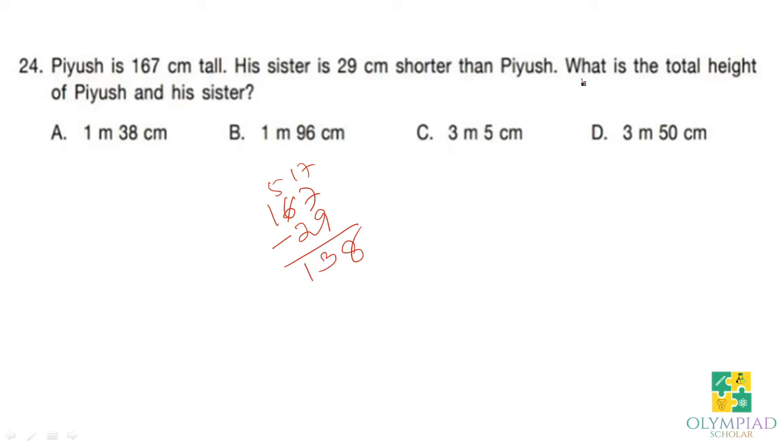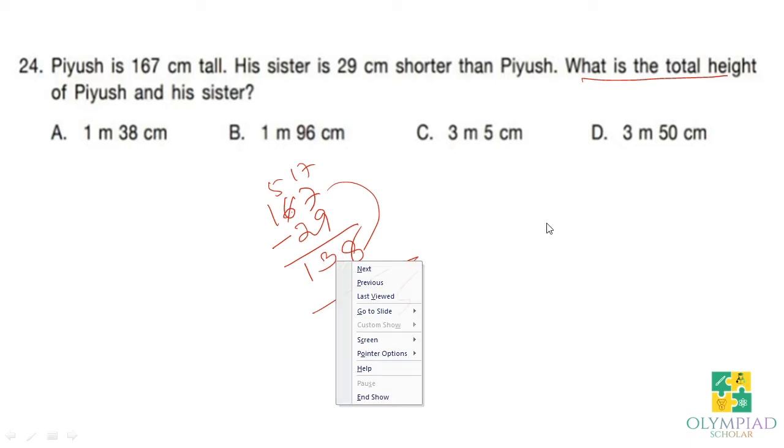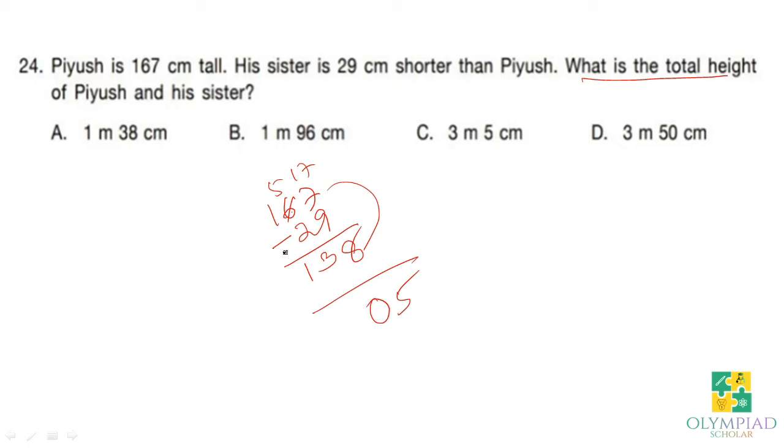So again it is asking what is the total height of Piyush and his sister. So you have to add these two numbers. So 7 plus 8 is 15, so 5, and 6 plus 3 is 9 plus 1 is 10, so that is 0, and it is 1, 1, and 305 centimeters. Okay, 305 centimeters is 3 meters and 05 centimeters. So it is 3 meters and 5 centimeters.